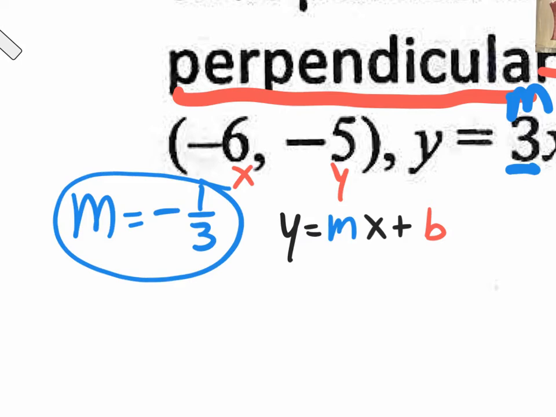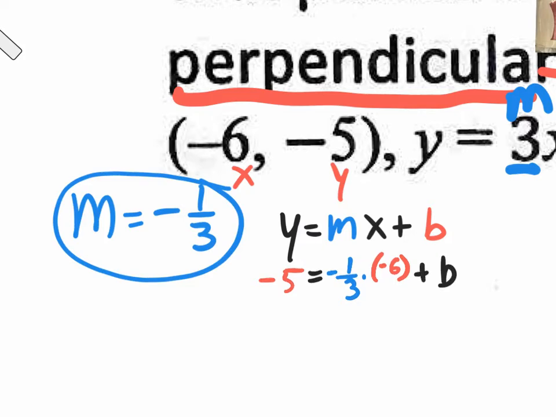Now, since I need an m and a b to write in slope-intercept form, and I already have an m and I don't have a b, I do have an x and y value that I could plug in right here, and right here. So I'm going to plug in my x and y values. So instead of y, I'm going to have a negative 5, then I have the equal sign, and then I have my slope, which was the perpendicular slope that was given to us, which is negative 1/3, and you're going to multiply it by x, and x happens to be negative 6. And then we still have the plus b at the very end.